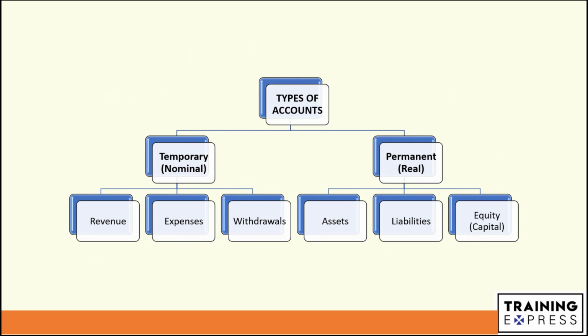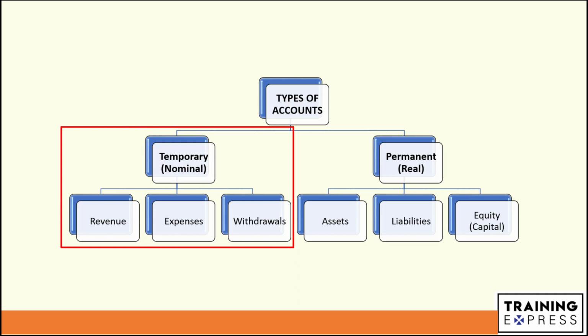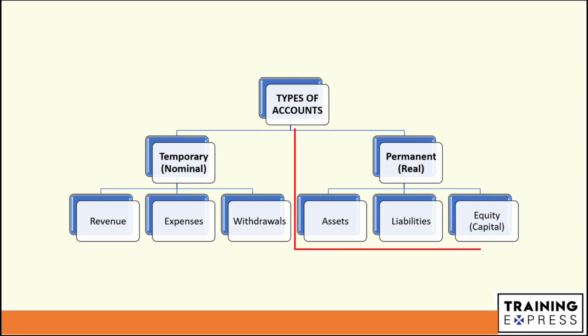Now let's look at the detail of these accounts. Look at the left side and you would see temporary or nominal accounts. We can classify revenue, expenses, and withdrawals as temporary accounts because at the end of an accounting period, these accounts will be closed. In other words, their ending balance will be made zero. On the right side, you would see we have got permanent accounts or real accounts, and you can see assets, liability, equity, or capital. They are called permanent accounts. If you look at the balance sheet accounts, assets, liabilities, and equity, they are termed as permanent accounts.